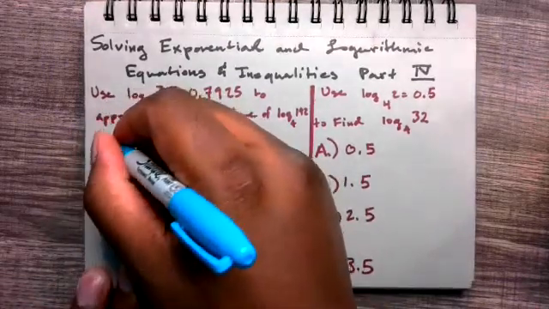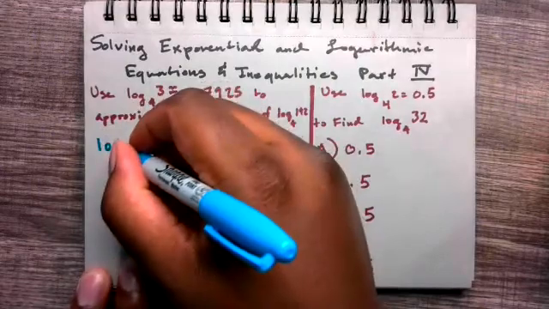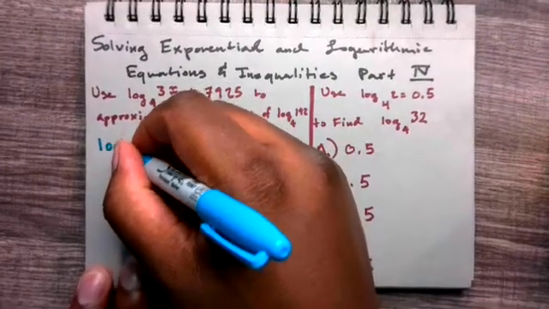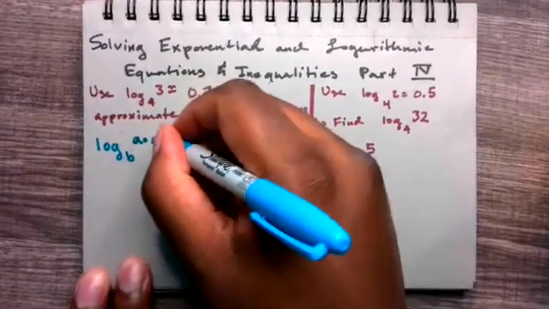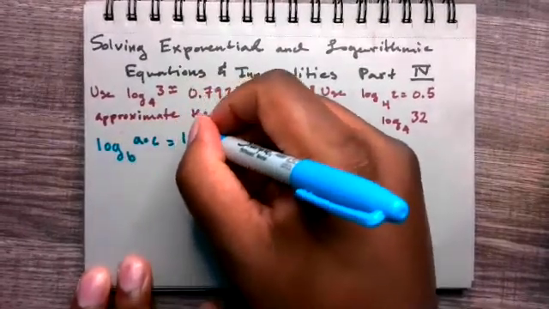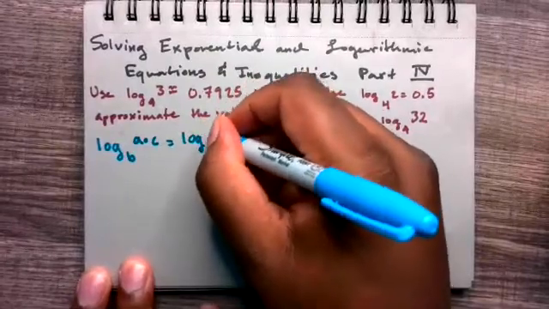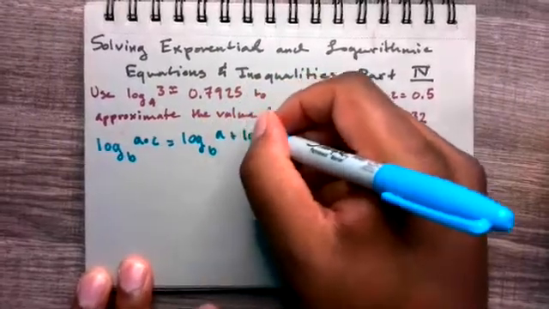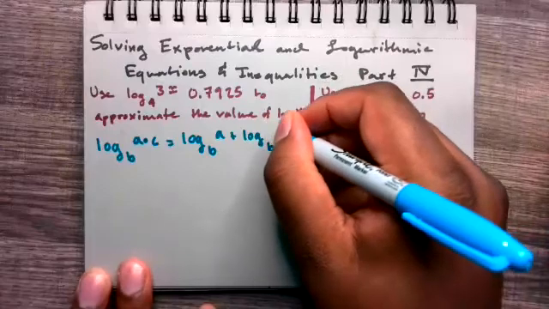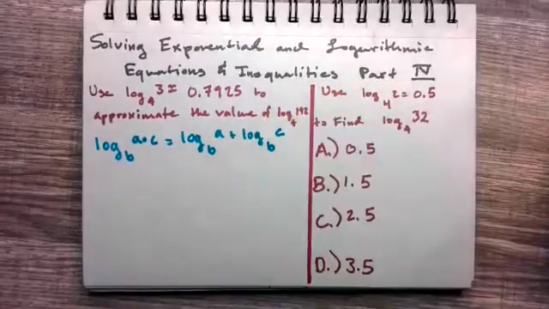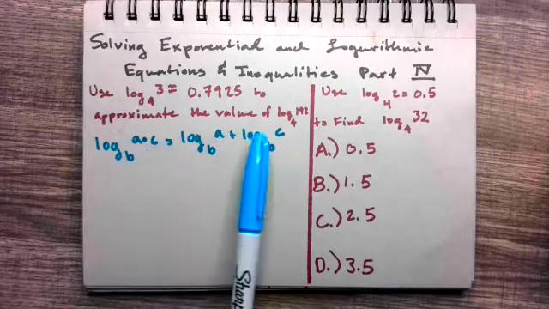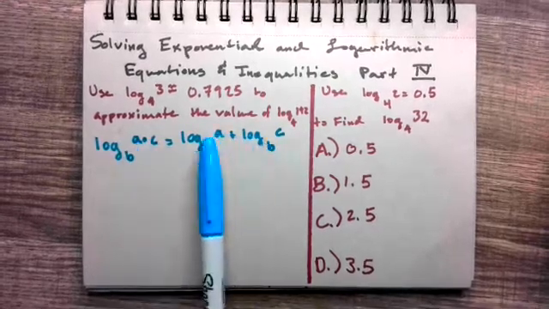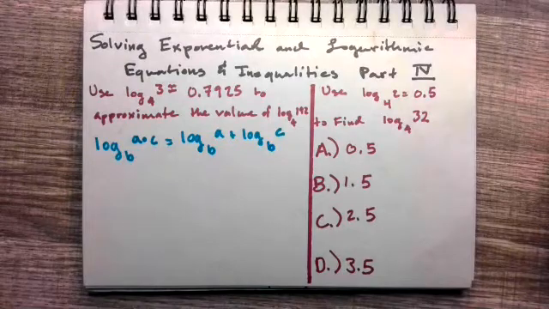And the product rule is simply log base b of a times c equals log base b of a plus log base b of c. We're not going to get into it too deep, but that's what it is. Basically, if you have two numbers that are multiplied together, you can break them up into a sum. Okay? And so what does that have to do with this problem? Well, let's think about it.